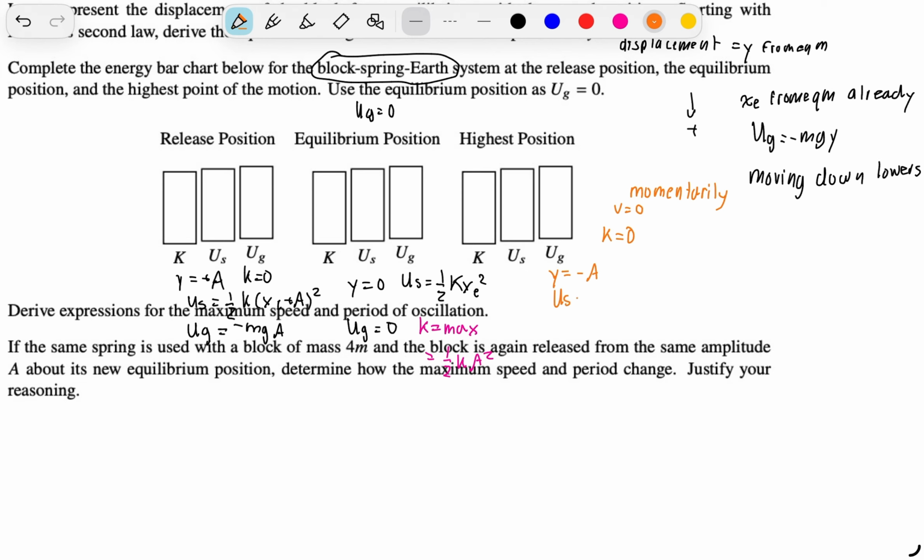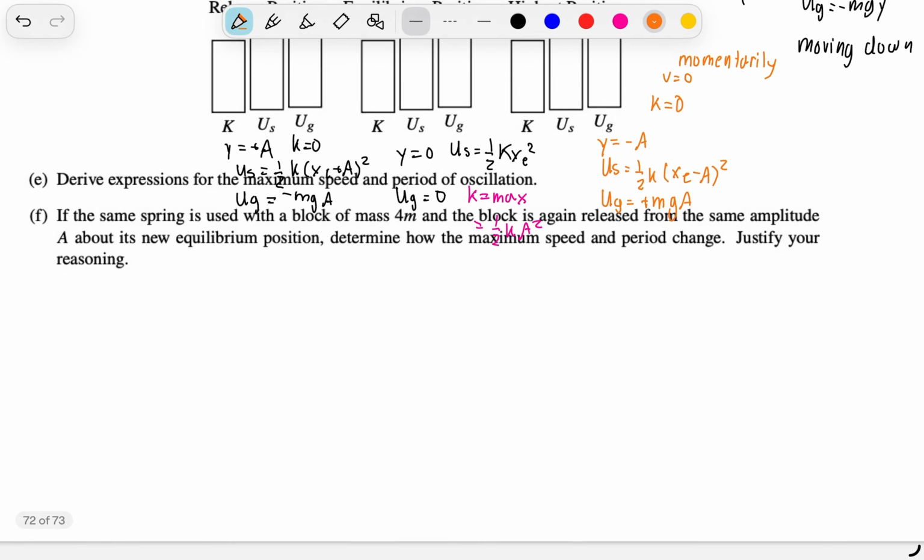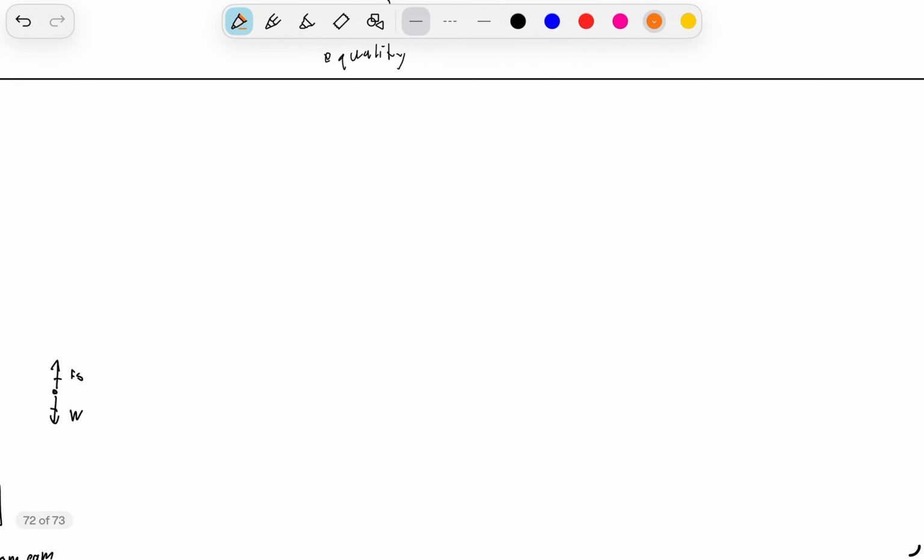We have U_S equal to 1/2 k (x_e minus A) squared, and U_G is equal to positive mg times A. So at each of the turning points, your speed is 0. At equilibrium, you have the max speed. Derive an expression for the maximum speed and the period of oscillation.